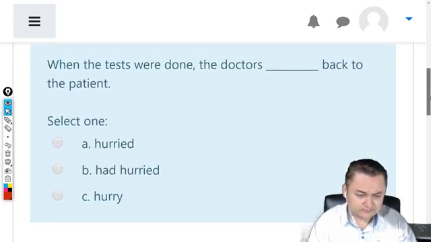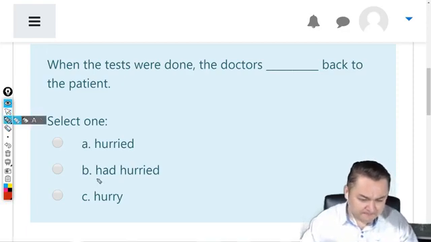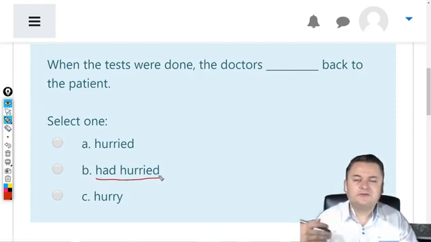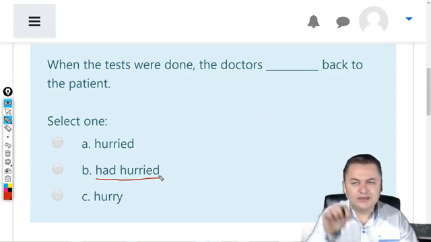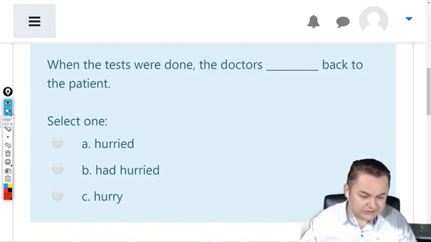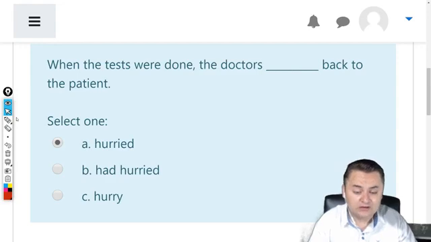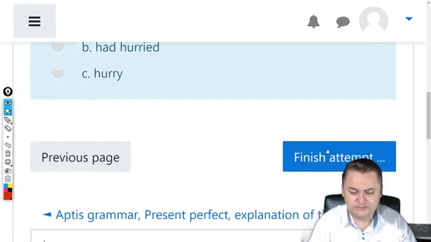And then we have this one. It says, when the tests were done, the doctors, again, if I use this, it would be like a rather distant past. But in this case, the tests were ready and then they did something almost immediately. In that case, I should use simple past to say, when the tests were done, the doctors hurried back to the patient. And that would be the answer.